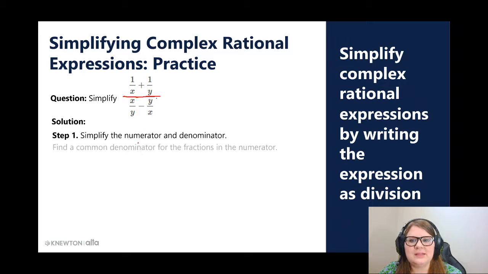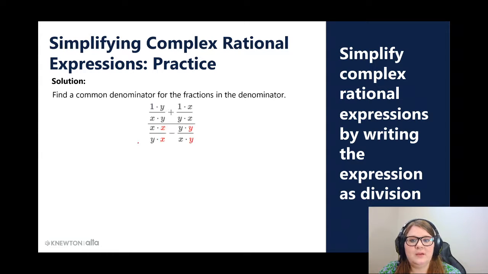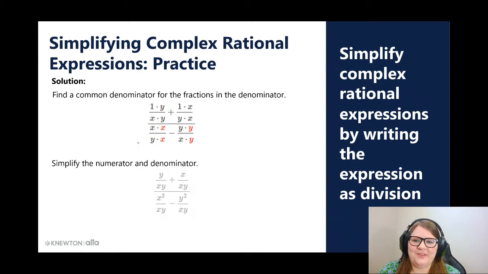So taking a look at this, 1 over x plus 1 over y, my common denominator there will be xy. So the first one I multiply by y on top and bottom, and the second fraction I multiply by x on top and bottom. I also need to do the same thing for the denominator. Again, the denominator is going to be xy. So I need to multiply by x on the first fraction, top and bottom, and y on the second fraction, top and bottom. So now I'm actually going to do that simplification.